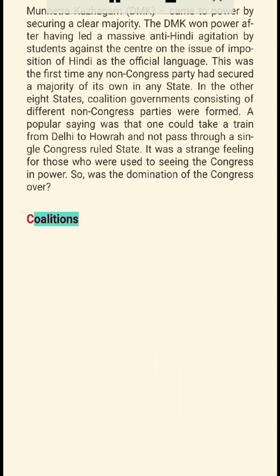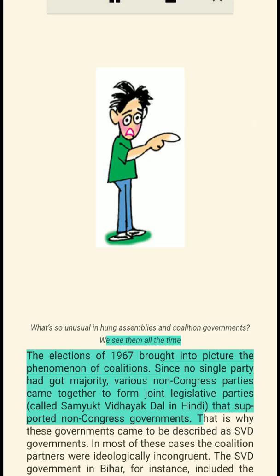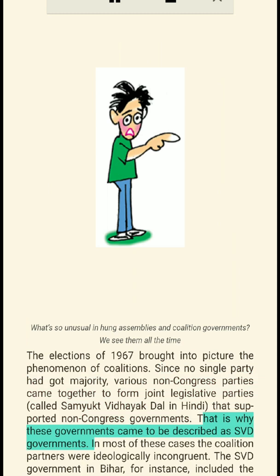Coalitions: what's so unusual in hung assemblies and coalition governments? We see them all the time. The elections of 1967 brought into picture the phenomenon of coalitions. Since no single party had got a majority, various non-Congress parties came together to form joint legislative parties called Samyukt Vidhayak Dal in Hindi that supported non-Congress governments. That is why these governments came to be described as SVD governments.